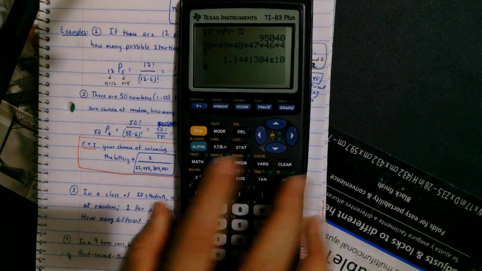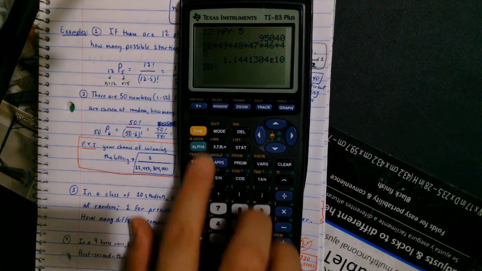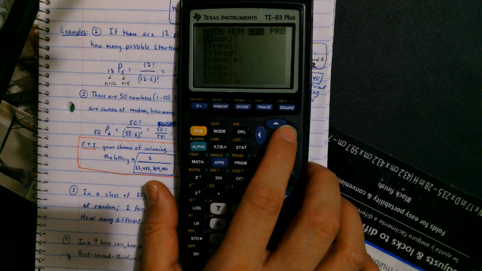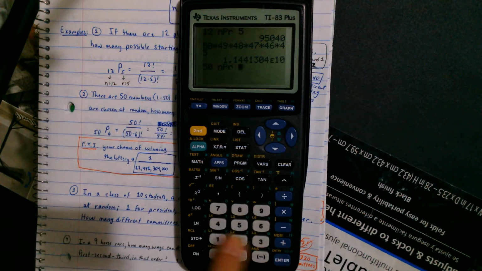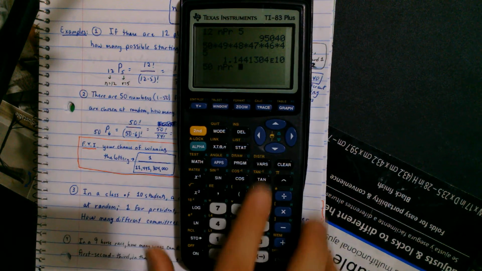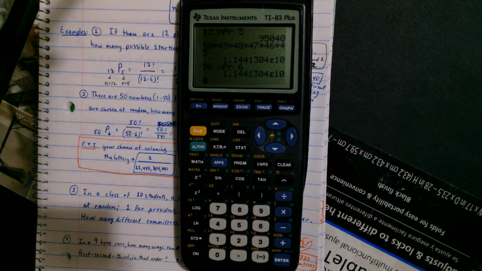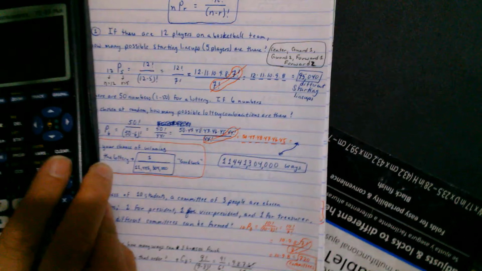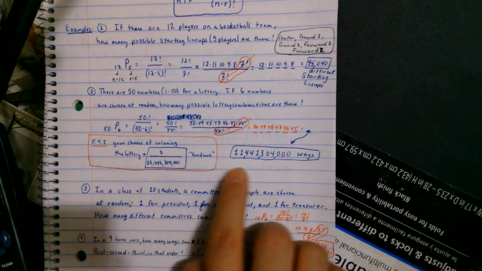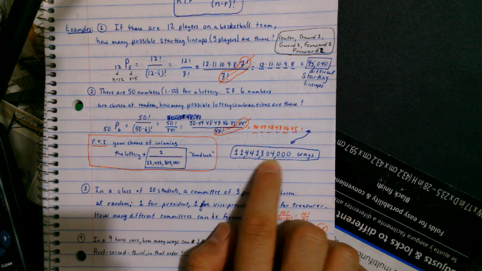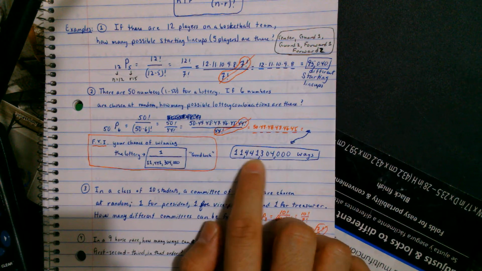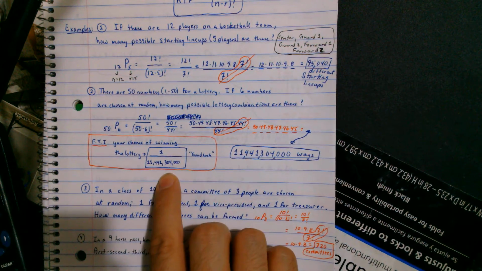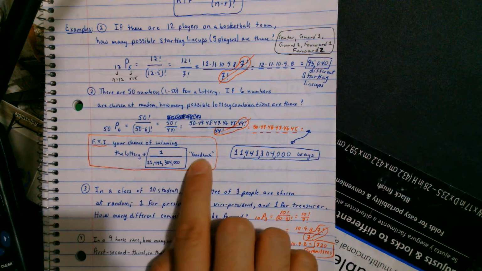And again, if you do 50 permutations taken 6 at a time, you get the same answer. So roughly, it's about what? My calculator doesn't even go that high. It's about 11 billion ways. Over 11 billion ways to win the lottery. So you have a 1 out of 11 billion chances to win. Good luck.